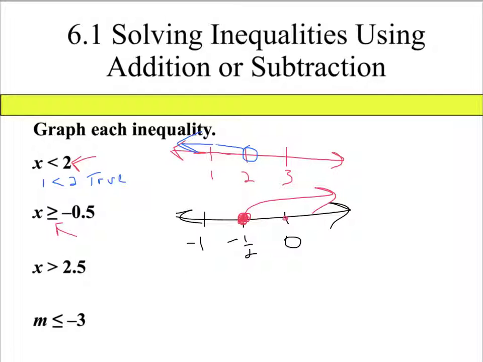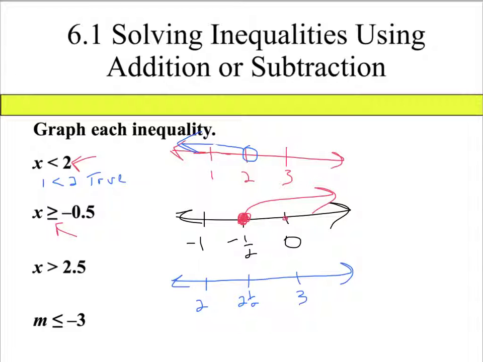Answer, done. Okay, x is greater than 2.5. Very first thing is draw my number line. Put 2.5 in the middle. I'm going to put 2 on the left side, 3 on the right. It is very, very important that you graph that correctly. Less numbers to the left, larger numbers to the right. If you don't, that's going to set you up to get it incorrect.